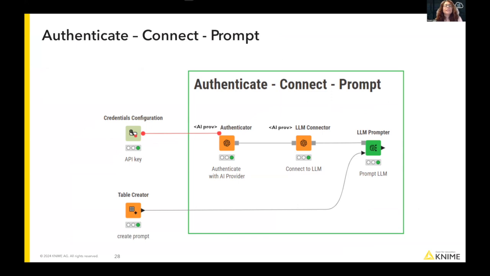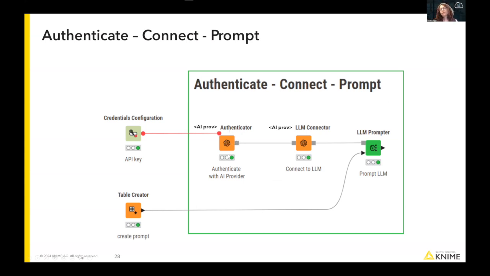These are the 3 steps. First of all, you need to have an account with one of the AI providers. It could be OpenAI, it could be Hugging Face, there are many now. Frankly, I'm not even up to date with the latest. You have your API key that you got from your profile page when you registered with the AI provider. You store this API key in this credential configuration node, and then you pass it to this authenticator node.